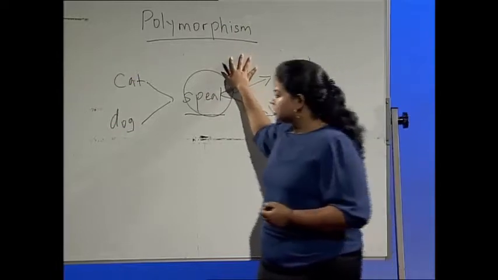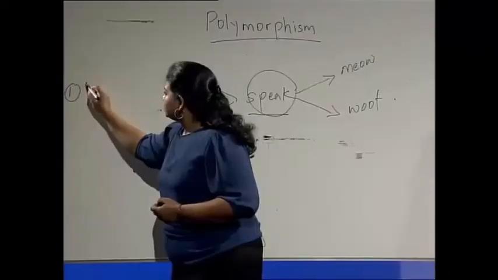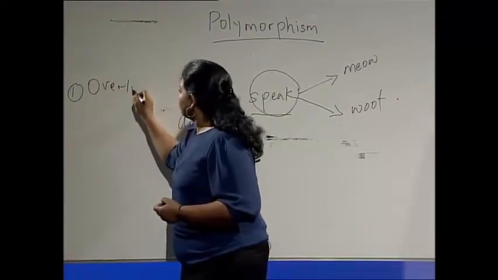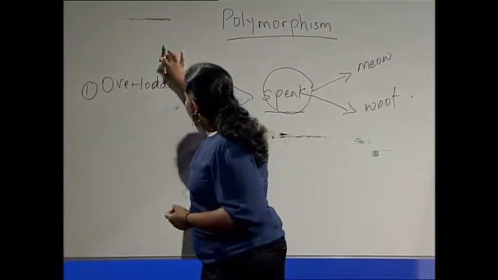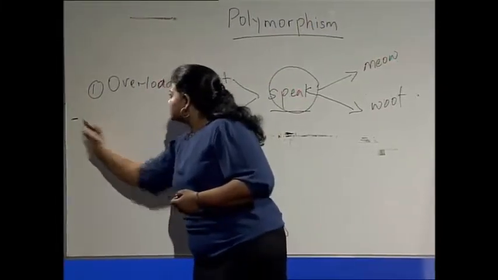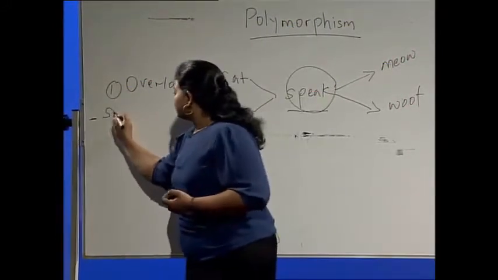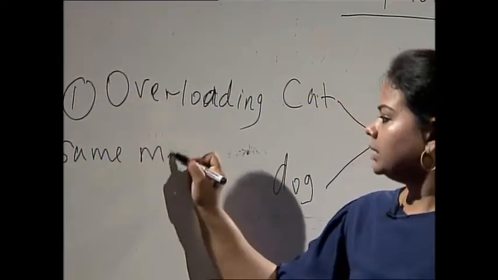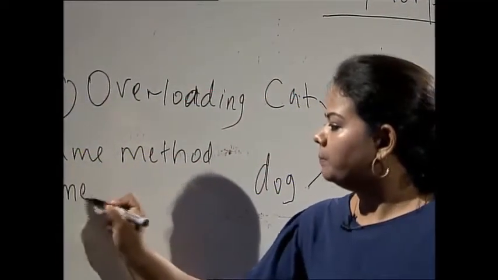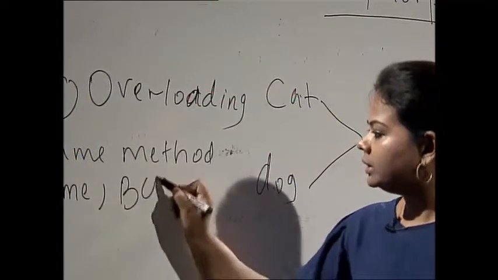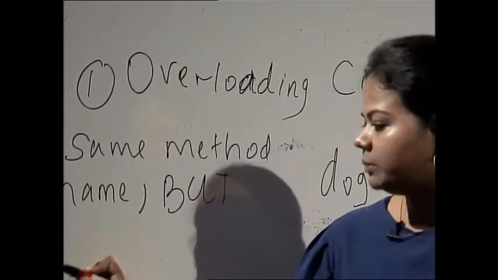Polymorphism can be achieved in 2 ways. The first one is overloading. This is basically where you have the same method name, but you can pass in different input parameters.